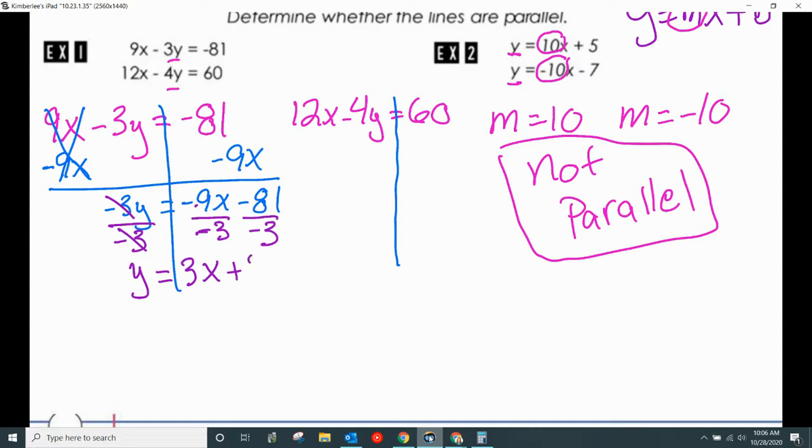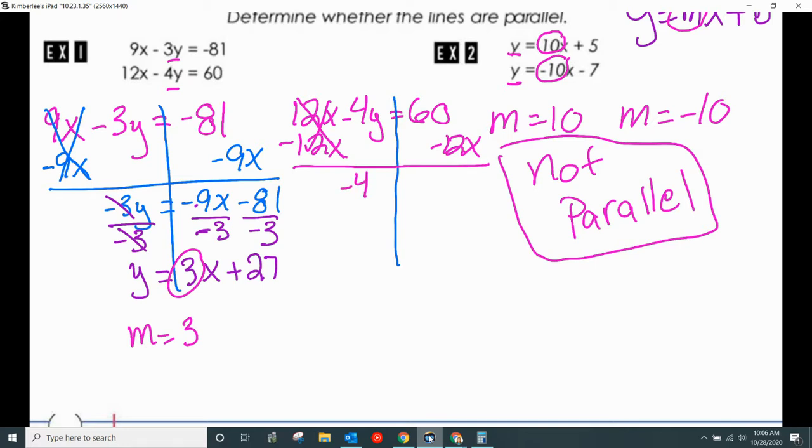So this is 27. So I did all of that so that I could determine what number would be sitting in front of x. So the slope of this line is 3. Okay, so now I got to come over here to my other one and do the same thing. So I'm going to start by moving my x term. Got to move it over. So those cancel out, and I'm left with negative 4y equals negative 12x, and 60 is positive, so I'm going to put plus 60.